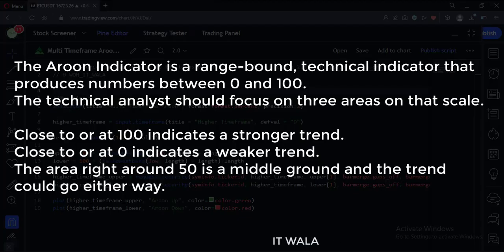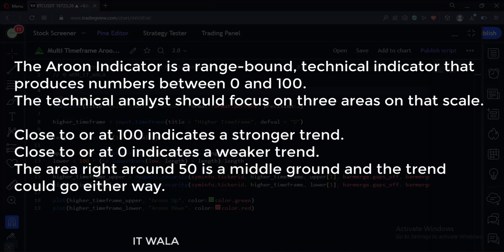The Aroon indicator is a range-bound technical indicator that produces numbers between 0 and 100. The technical analyst should focus on 3 areas on that scale. Close to or at 100 indicates a stronger trend. Close to or at 0 indicates a weaker trend. The area right around 50 is a middle ground and the trend could go either way.